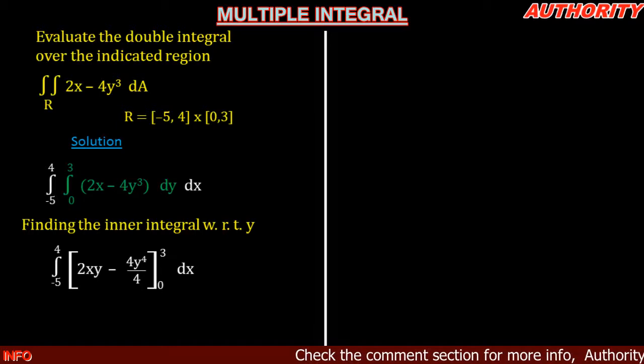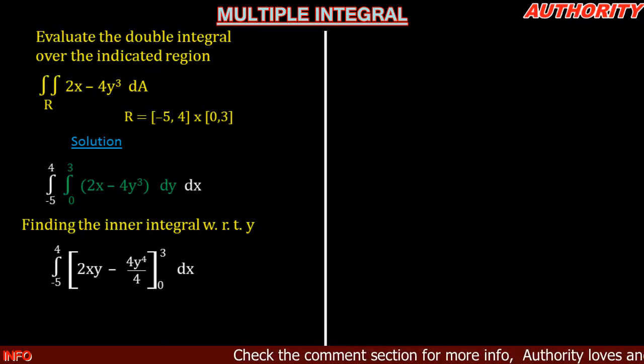Now we have minus. When we integrate 4y cubed, it's going to give us 4y raised to the power 4 all over 4. Now we have over the region 0 to 3. Then we have dx. You get it, right? We integrated with respect to y.